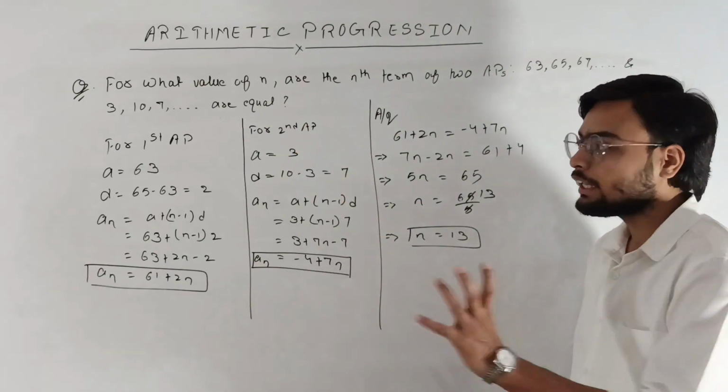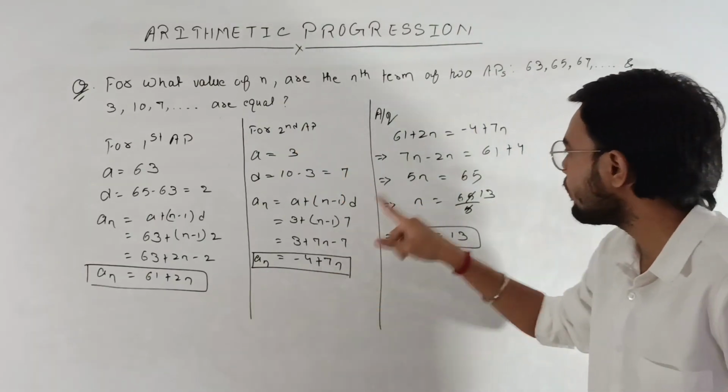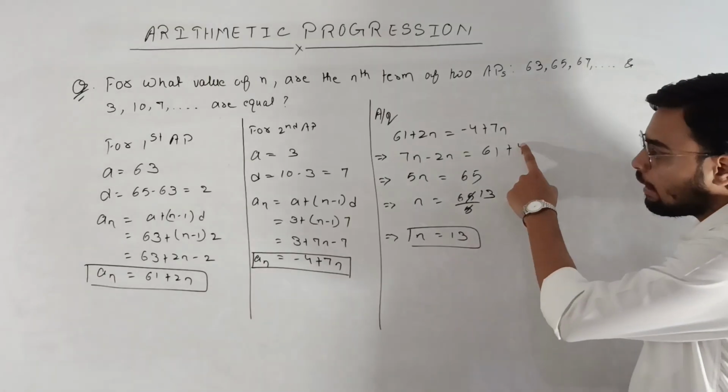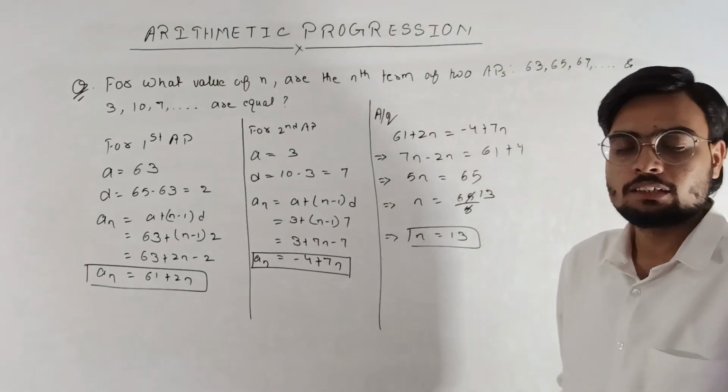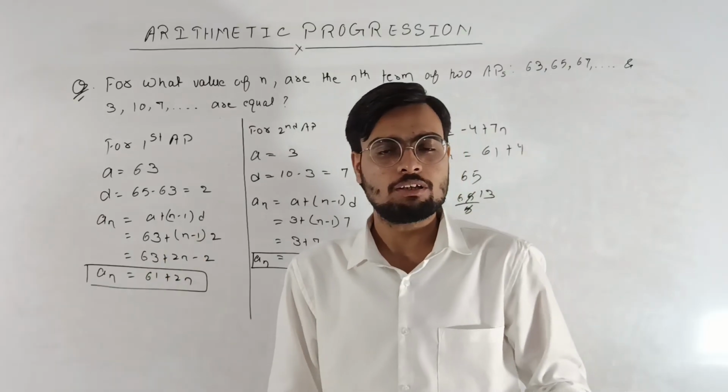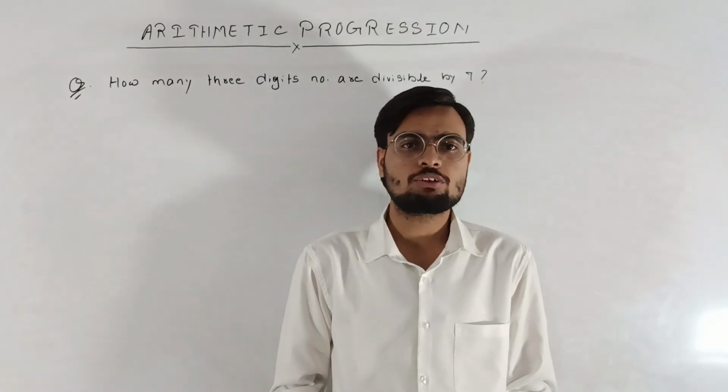Which term of this AP are equal? According to the question, these two are equal. After equating them and calculating, I get the value of n, that is 13. So the 13th term of these two APs are equal. Got it? Now let's move towards the next question.